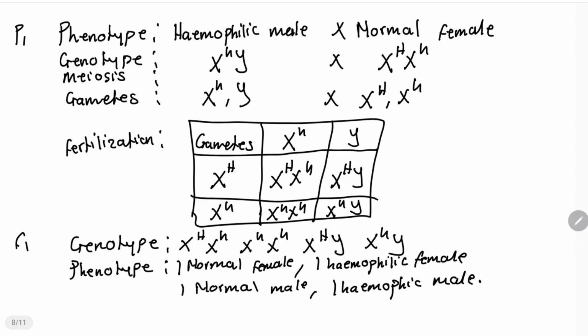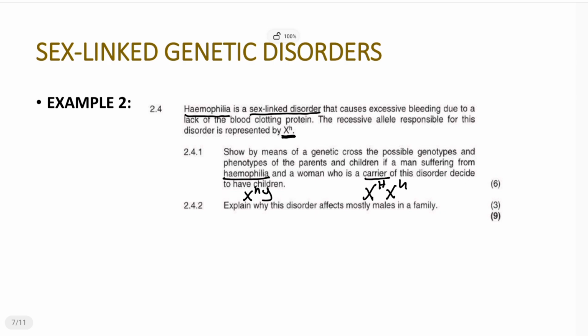Done, right? But the question had two questions. So let's look at the second question. It says that explain why this disorder affects mostly males in a family.